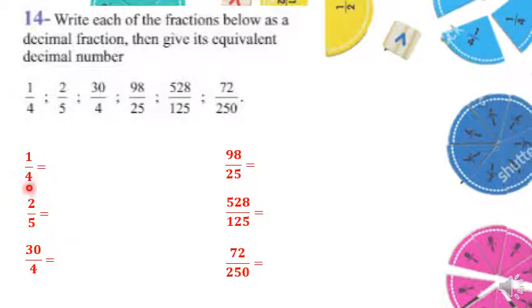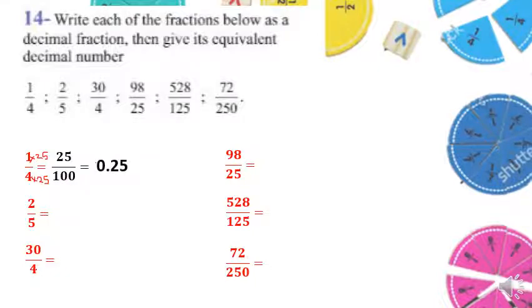Starting with the first one, we have in the denominator 4. So we have to multiply it by 25. If you multiply it by 25, you will get 25 over 100, times 25 in the denominator and times 25 in the numerator. Okay, the answer will be 25 over 100. Now it's ready to write it as a decimal number. 25 over 100 will give me 0.25.